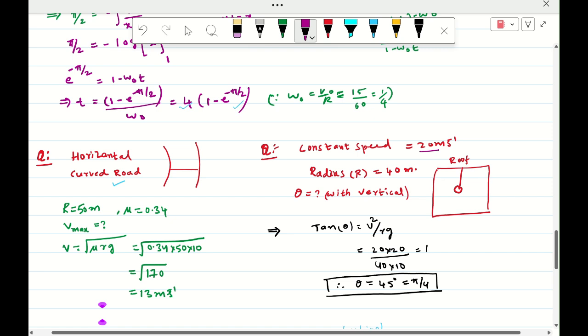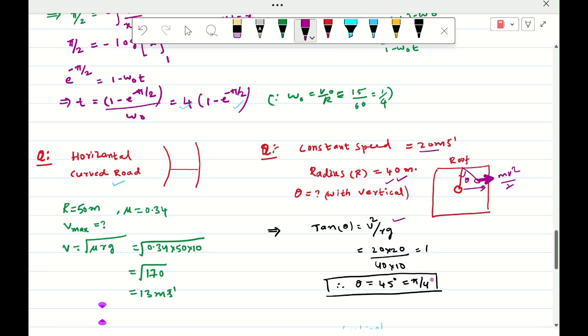The car is moving in a circular track. The radius of the track is equal to 40 meters. We are asked to find theta with the vertical. Because it is moving in a circular path with constant velocity, a centripetal force will act on this particle. Now the particle will be displaced by this theta. Centrifugal force will act outwards, equal to mv square by r. The radius is given, and theta you need to find out. So tan theta is equal to v square by rg. Substituting the given values, you will get theta equal to pi by 4.